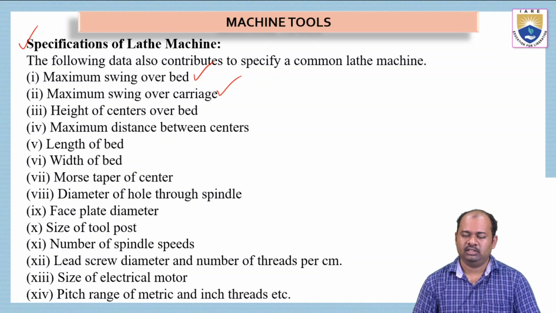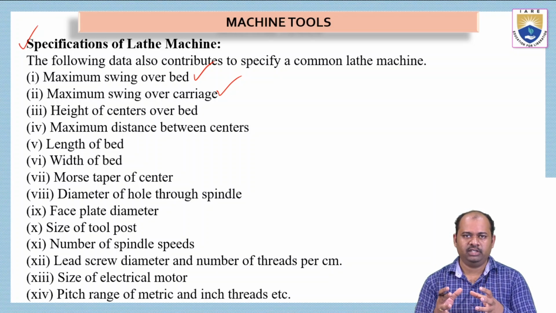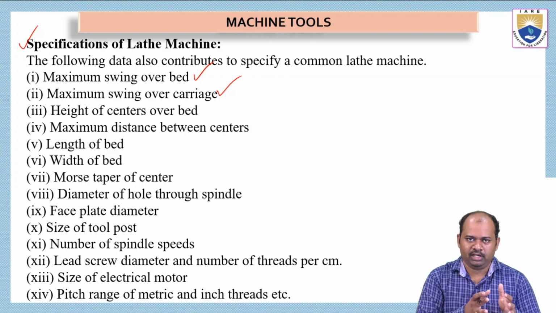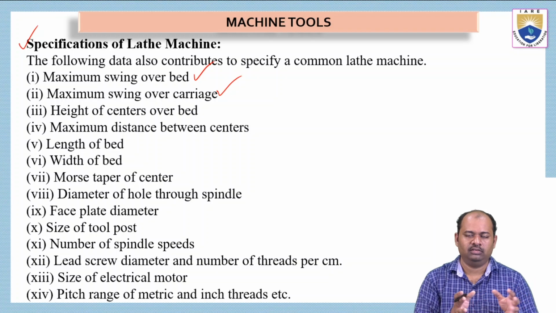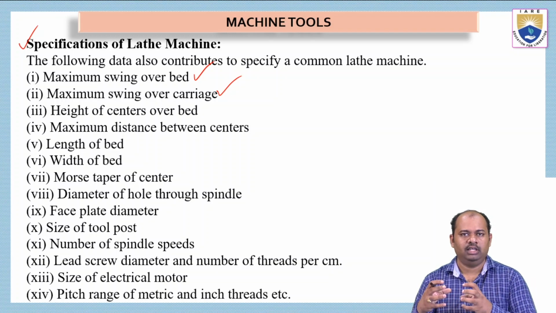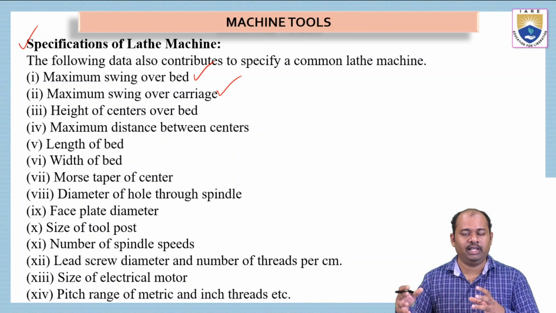What is the carriage? The carriage is the part of the lathe machine which is used to hold the tool post and all things. Tool post, tailstock, etc. are all placed on the carriage only. The headstock is separately fixed, attached to the motor and all, and on the headstock we have a spindle and chuck. So maximum swing over the carriage is also taken into consideration.